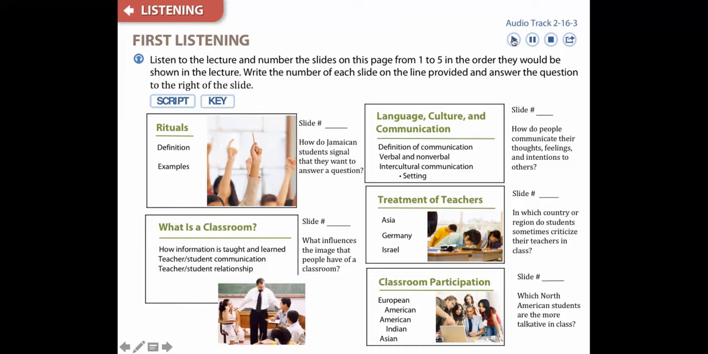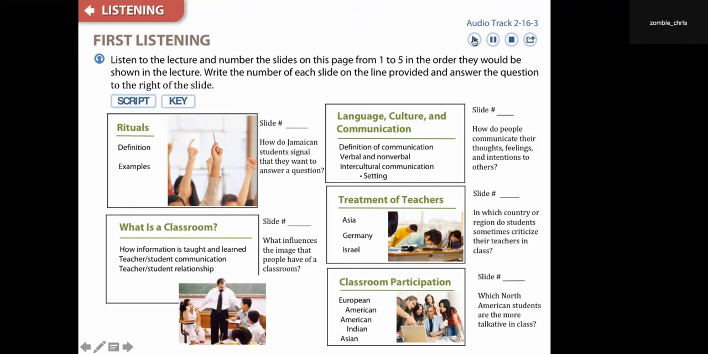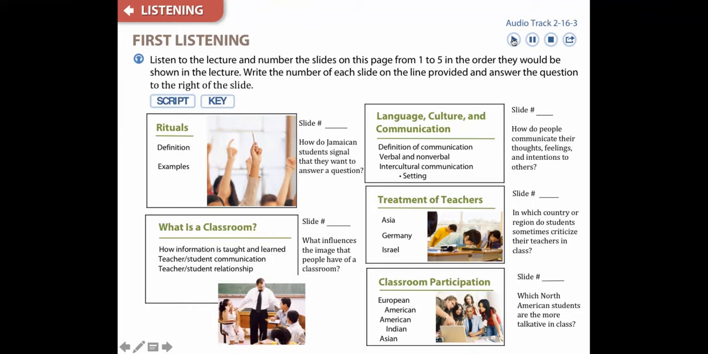This brings us to the issue of classroom participation. North American students from families of European origin are usually more talkative in class and more willing to state their opinions than are students of American Indian heritage or from Asian backgrounds. This difference is directly related to cultural values about learning and education and classroom behavior.